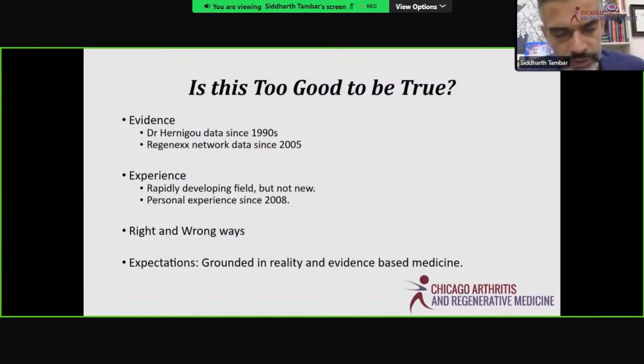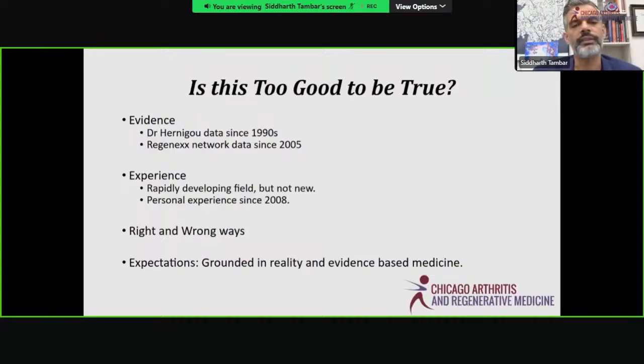So is this too good to be true? There's actual data on this. Philip Hernigue, a French orthopedic surgeon, has been doing bone marrow stem cell treatment since the mid-1990s. He actually compares his patients that needed one knee replacement and then he treated bone marrow with the other knee. Or shoulder patients. The same patient needed rotator cuff surgery on one side and then bone marrow on the other side. And he finds that there's a very similar response. And again, evidence that you can get a similar response without a big open surgery.